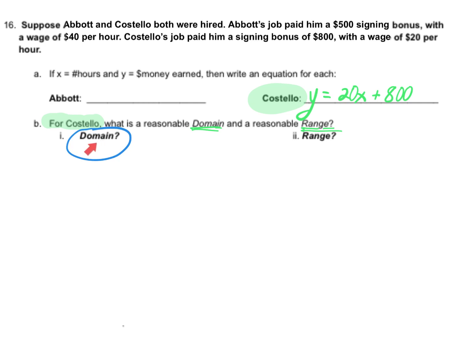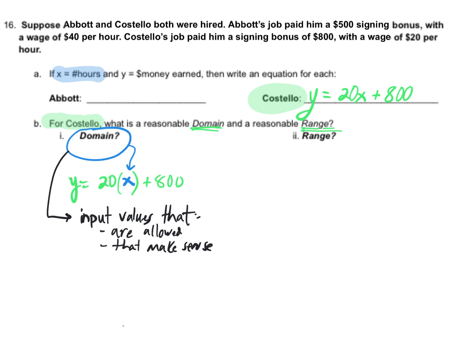Domain always means input. And in this problem, the input is the x value, which represents the number of hours. All right, so the domain really means the input values that are allowed or that make sense.